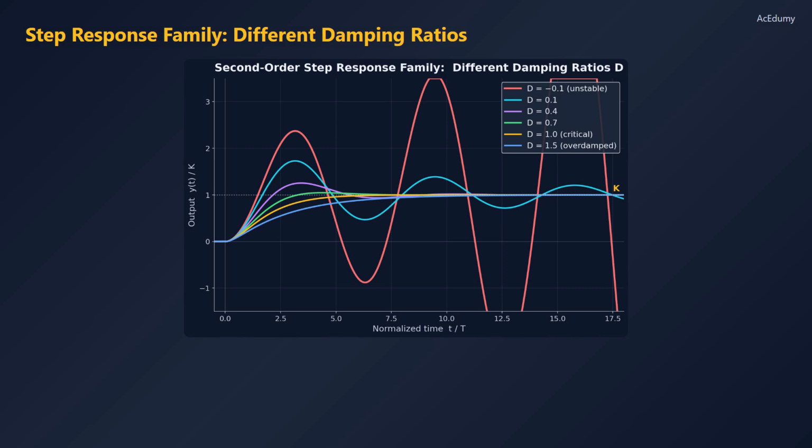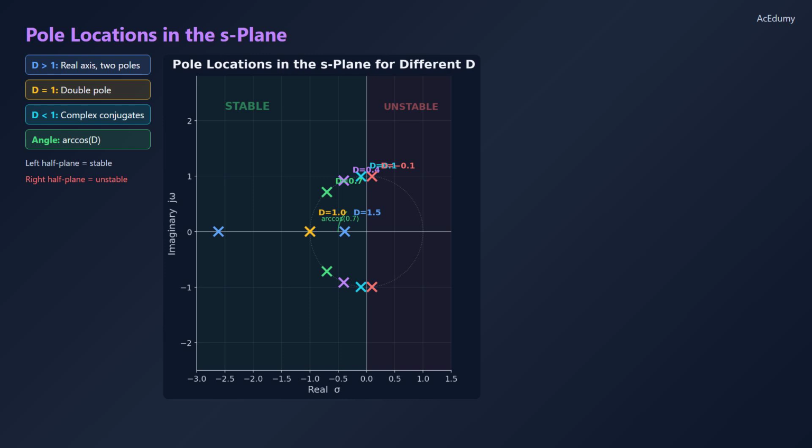The damping ratio D is the single most important parameter for second-order systems. The pole locations in the S-plane reveal everything about system behavior. When D is greater than 1, two poles sit on the negative real axis. When D equals 1, they merge into a double pole. When D is less than 1, the poles become complex conjugates, forming an angle with the real axis. This angle equals arccosine of D.